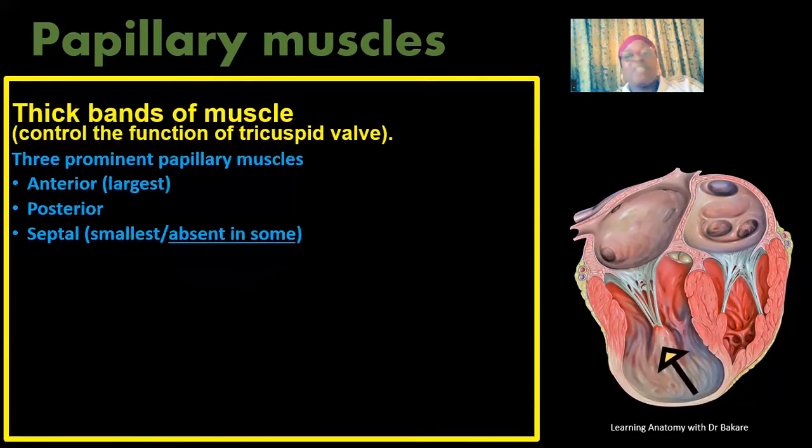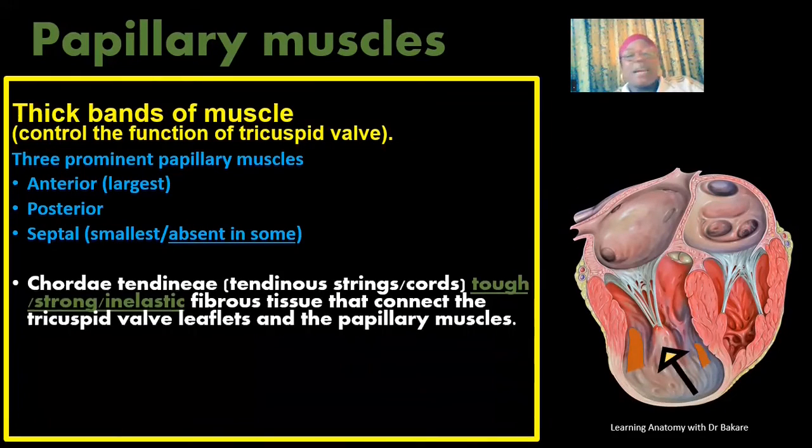We have the anterior papillary muscle, which is the largest of them all. And this is the anterior papillary muscle that is arrowed in black. We also have the posterior papillary muscle that is seen at the posterior region. Then we have the septal papillary muscle, which is the smallest. In some subjects, the septal papillary muscle may seem to be absent. So we have three types of papillary muscle.